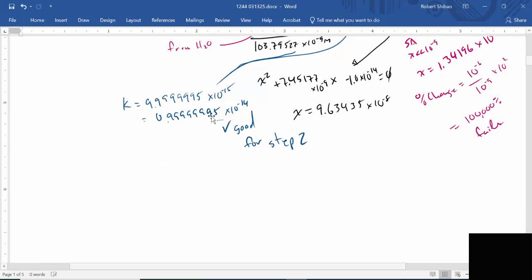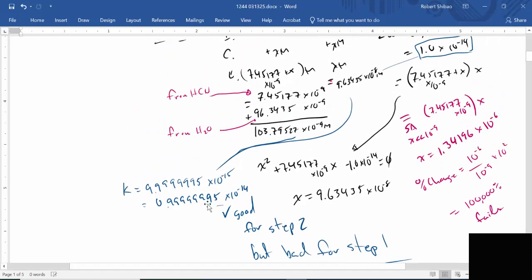But bad for step 1. Why is this bad for step 1? Because of this, we had about a 10-fold increase in the hydronium in step 2. More than a 10-fold increase in hydronium.